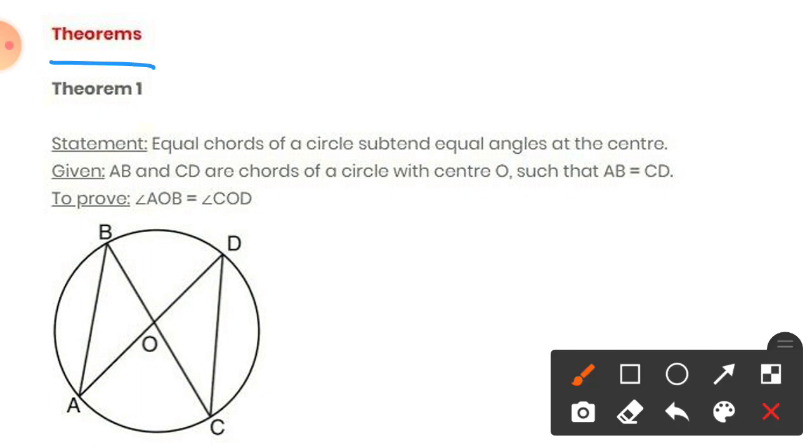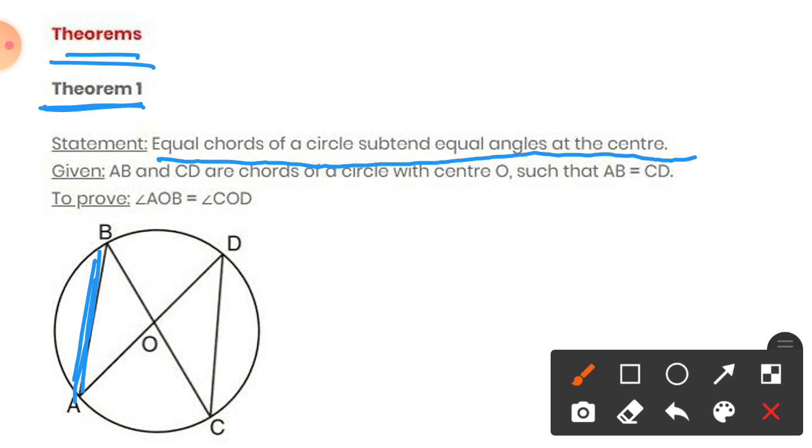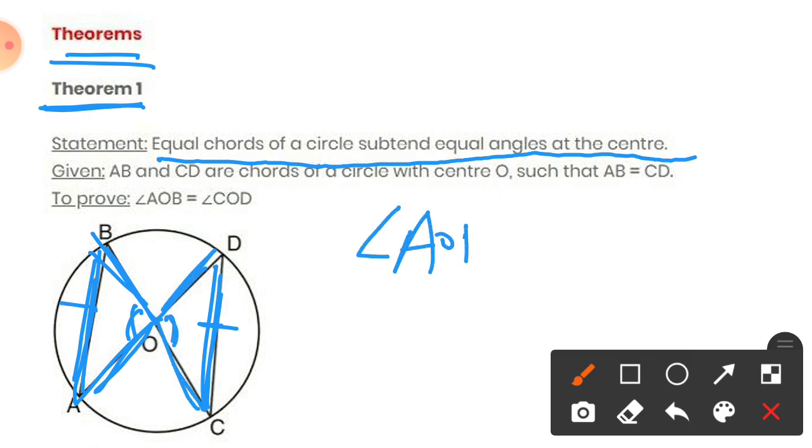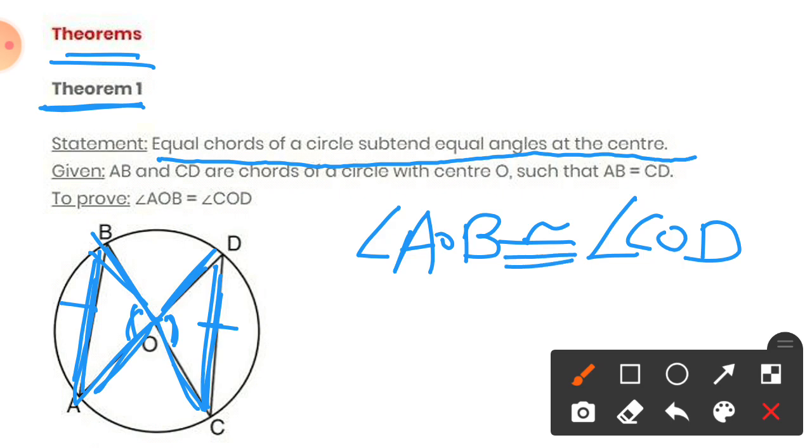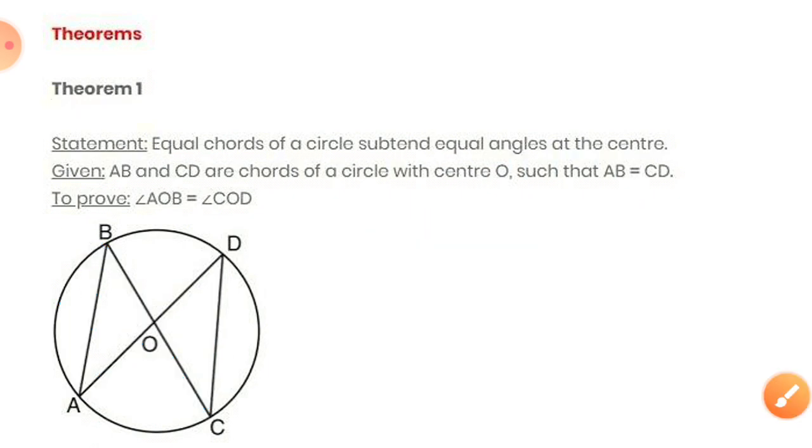Now the first theorem, theorem number 1. What is the statement of theorem number 1? Equal chords of a circle subtend equal angles at the center. Suppose I take these two chords, say AB and CD, both of equal length. They make angles like this. These angles are called angle AOB and angle COD. And what is the relation between these two angles? They are always equal, because these two chords are equal. This is theorem number 1, correct? Now move on to the next theorem, theorem number 2.